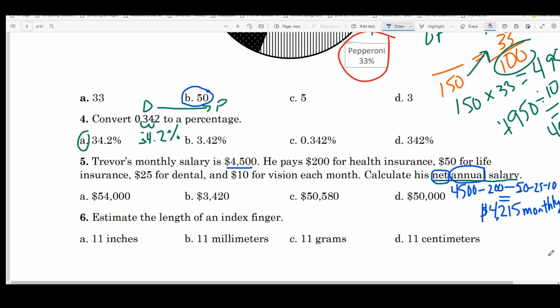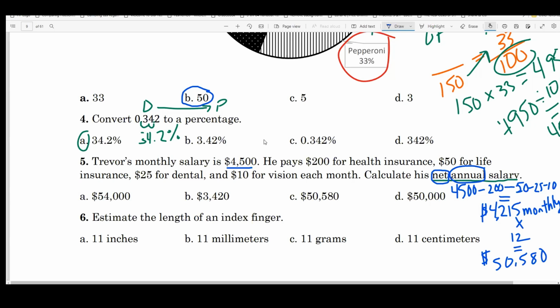All right, and of course, we want to know net annual. We know that there are 12 months in the year, so we just multiply this times 12, and that's going to give us C, which is $50,580. So good job, of course, to everyone who answered.